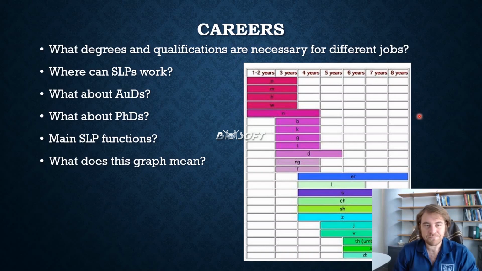Okay, so what degrees and qualifications are necessary for different jobs? For an SLPA, you need a certificate. For an SLP, you need at least a master's degree. For an audiologist, you need at least an AuD. Well, you need an AuD to practice, right? And then to do academic research and be a professor, I mean, you can do research with any of these other qualifications. Typically, you need someone who is a PhD to be the principal investigator on the project. So that would be like the lead person, but you can do your own research as an SLP, SLPA, or AuD.